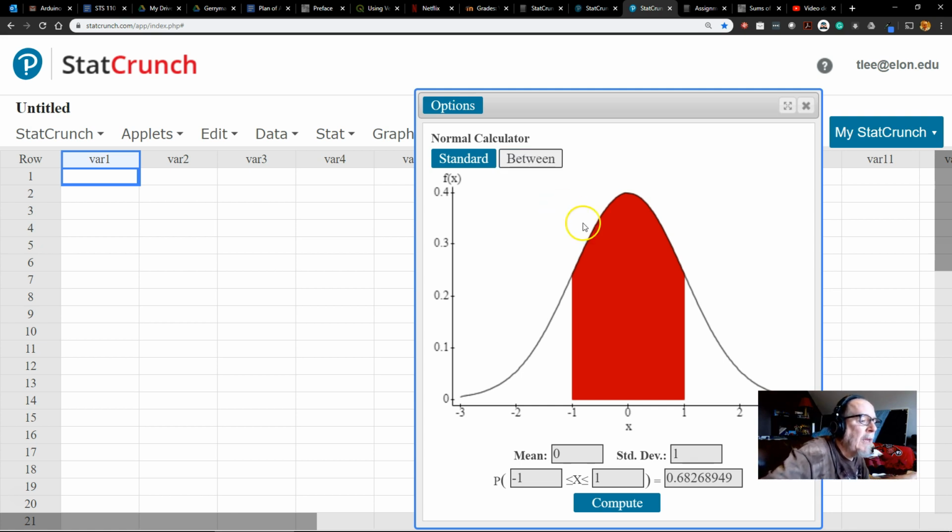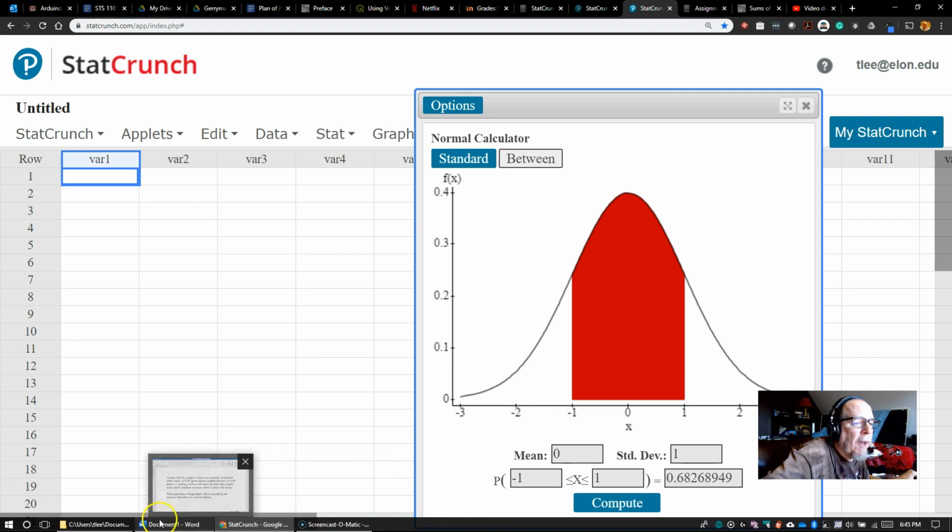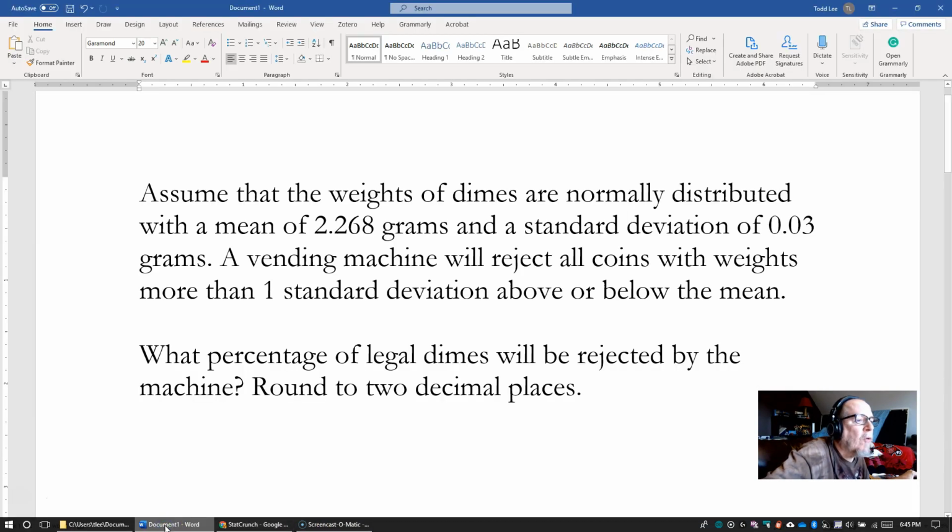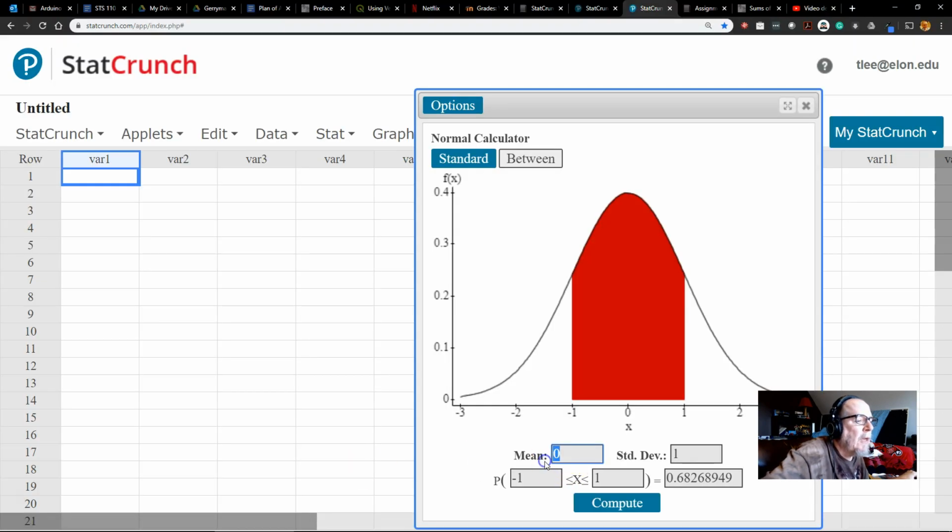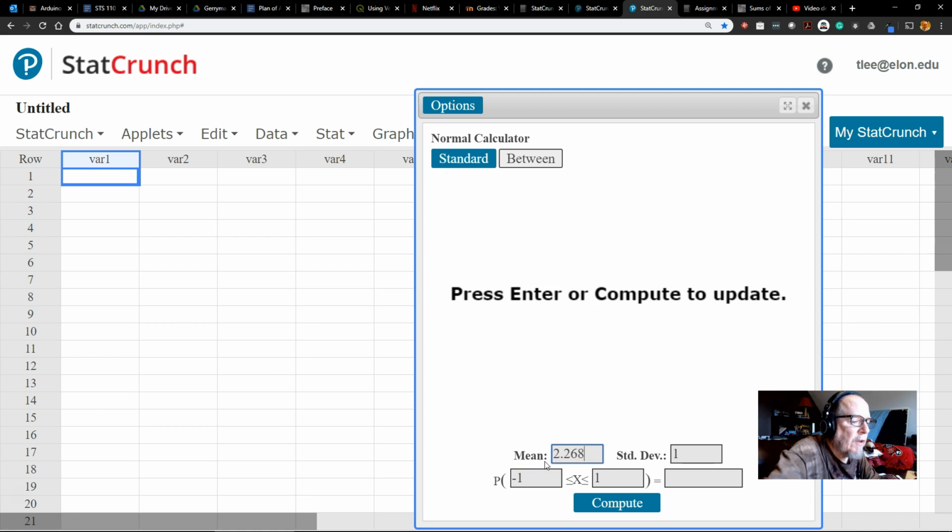So here we've got a mean of, let me go back here. I guess we could compute a z-score, but we're not. 2.268. So we've got a mean of 2.268 and a standard deviation of 0.03. And what do we want? Well, we want the probability that a random variable x is between 1 standard deviation below the mean up to 1 standard deviation above the mean. And you can actually type that expression in.